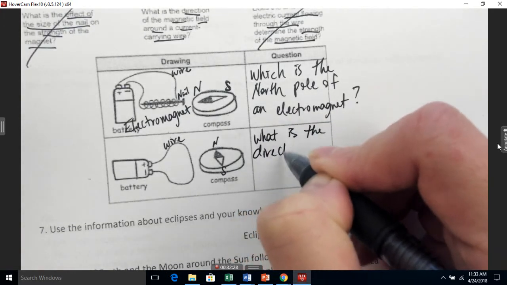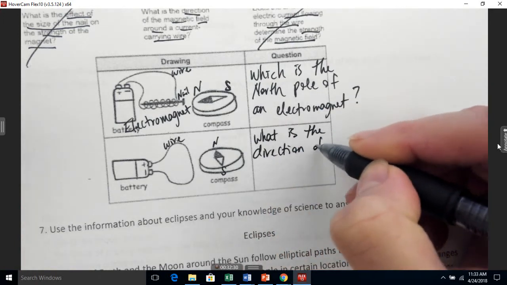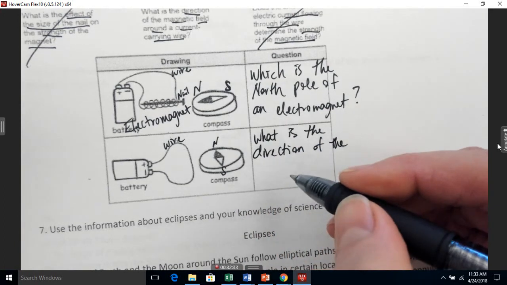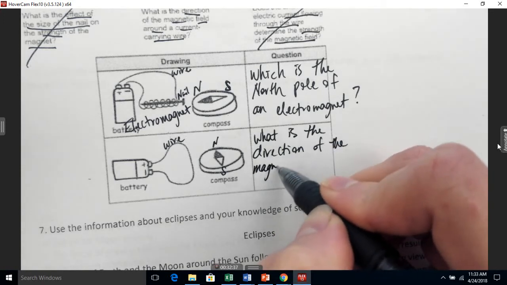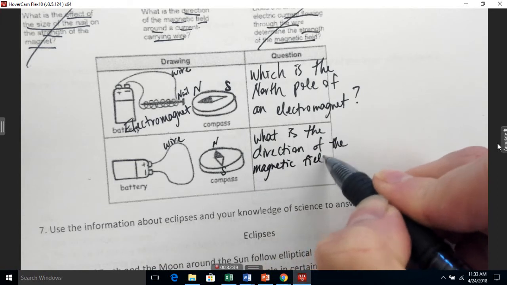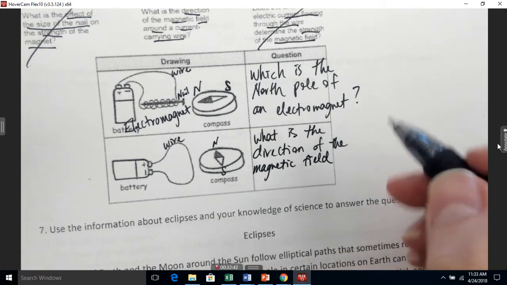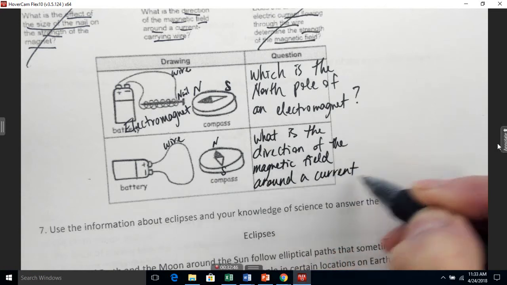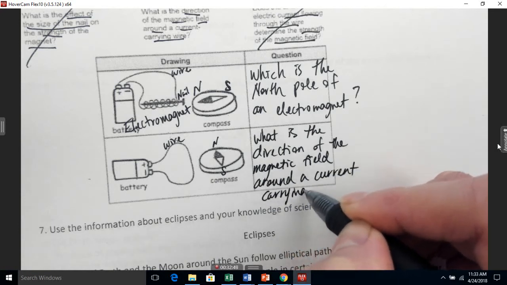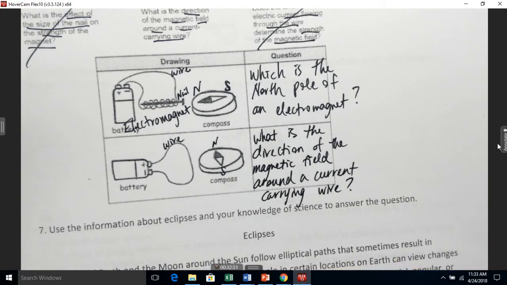I'd have to go back and see if you get credit. I don't know. On my test when I graded them, you would have gotten credit for having that box correct. I don't know. What now? Because on number 6, I put the first one. What's the direction of the magnetic field around a current carrying wire? Nope.